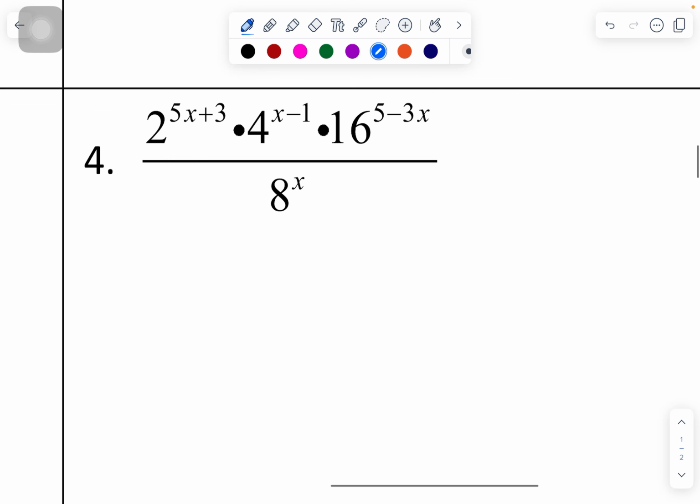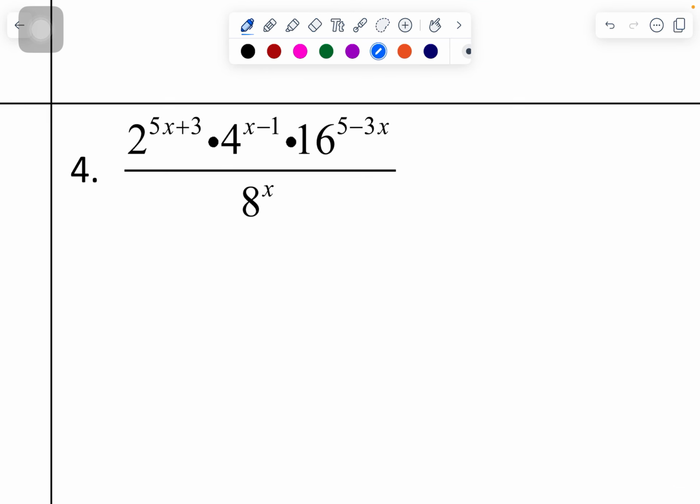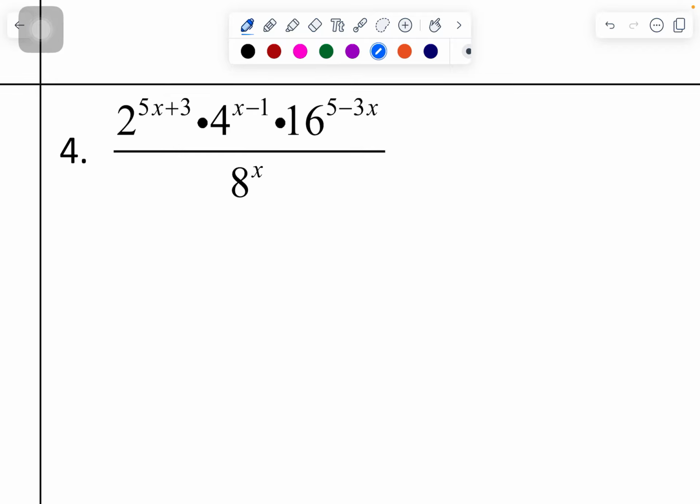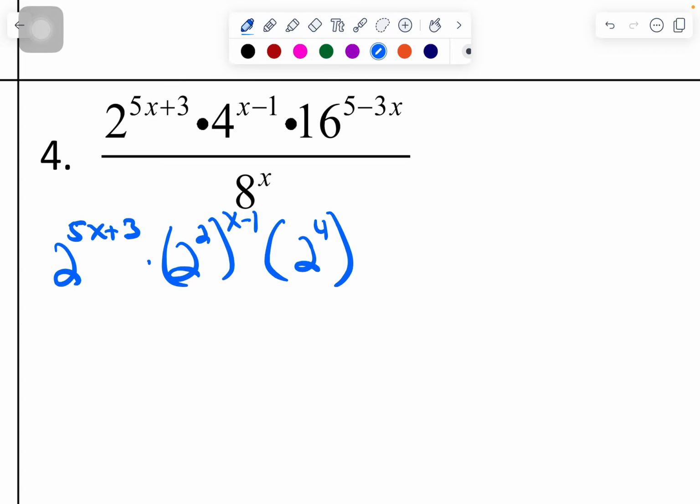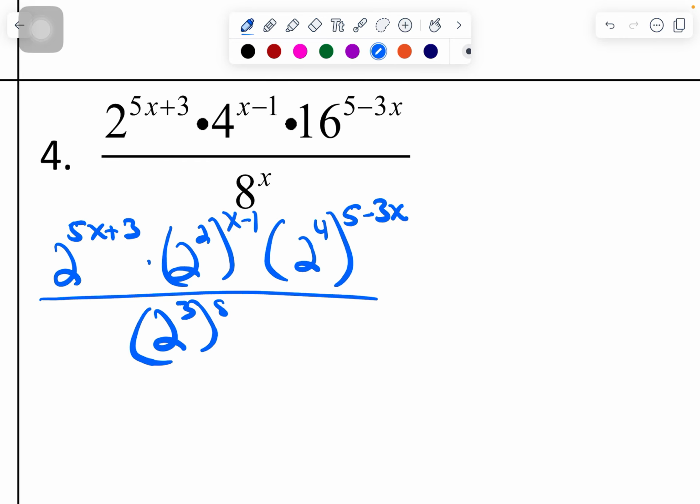All right, problem number 4 is almost the exact same thing as problem number 3. This time we're changing a few things. We've got base 2, base 4, base 16, and base 8. All of them need to be written as a base 2. So 2 to the 5x plus 3 isn't going to change. 2 squared is my 4. Let's see, 2 to the 4th is my 16. Whoops, 3x. And then 2 to the 3rd is my 8.